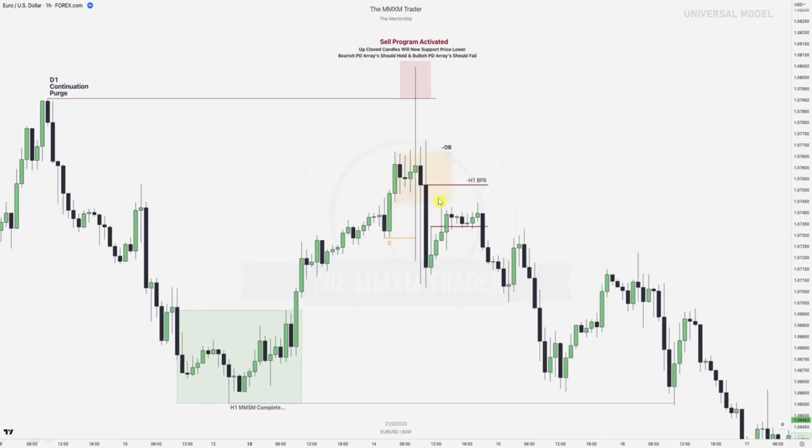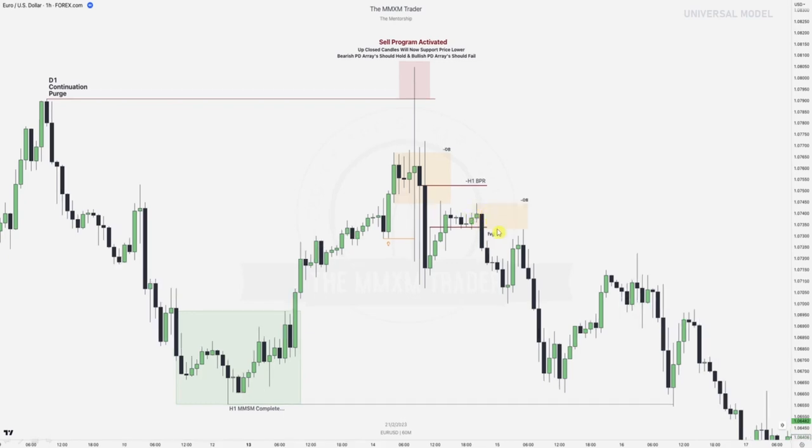So over here we've got this BPR, right? This redelivered rebalance PD array. Once again, this up close candle should support price lower, which it does, right? We hit it over here. This BPR is being respected, and that is an opportunity to get in on a sell trade.